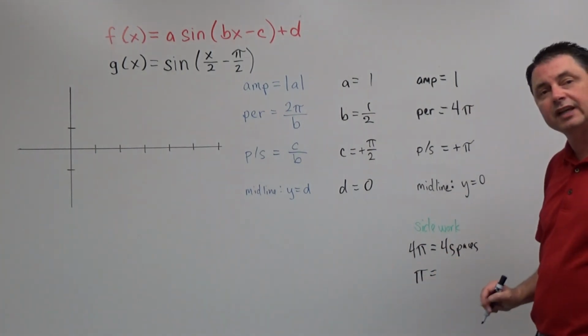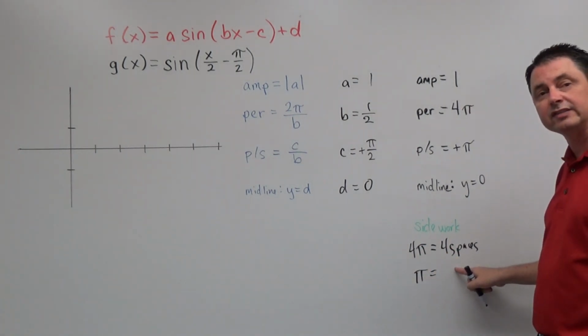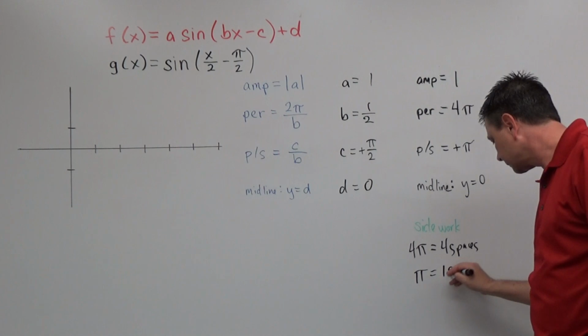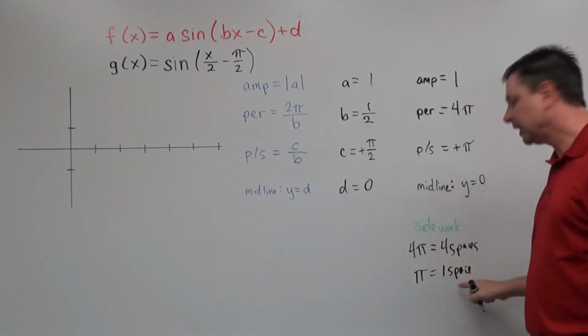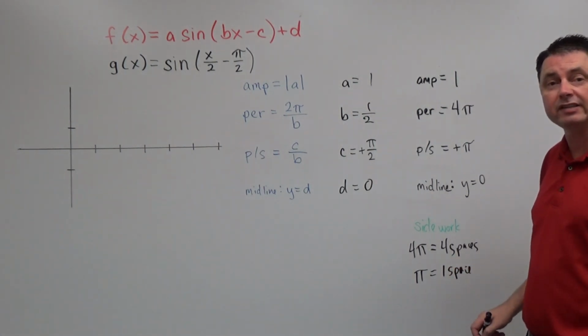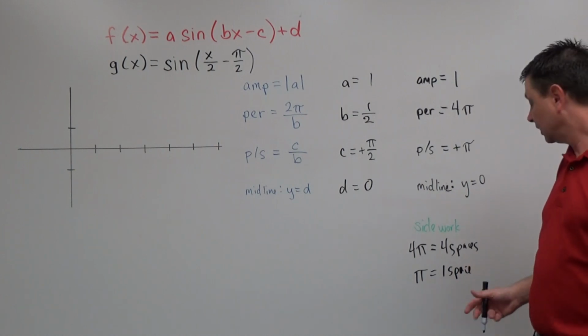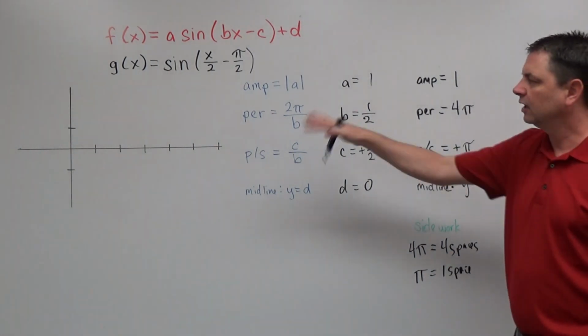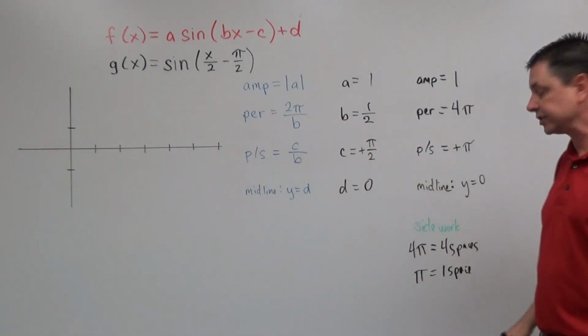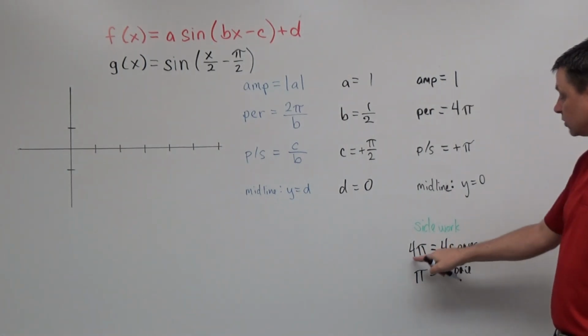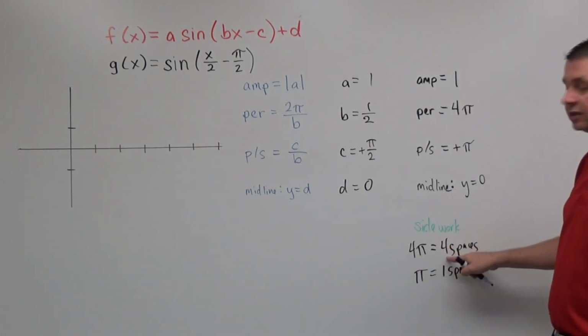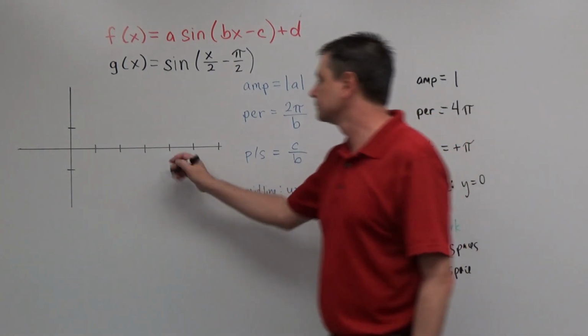If I divide the left side by 4, I'm also going to divide the right side by 4. And as long as we get a whole number of spaces, then we're fine. If we get something like 1/2, that's not going to work, so we would adjust our scale. But we're okay, so I'm going to go ahead and label 4 pi to be 4 spaces.